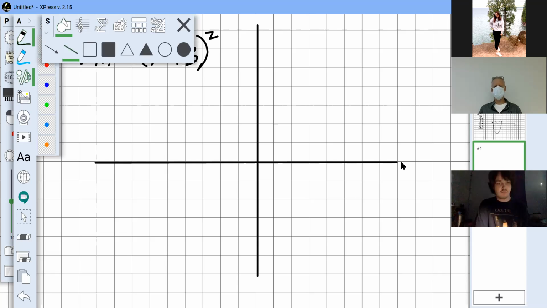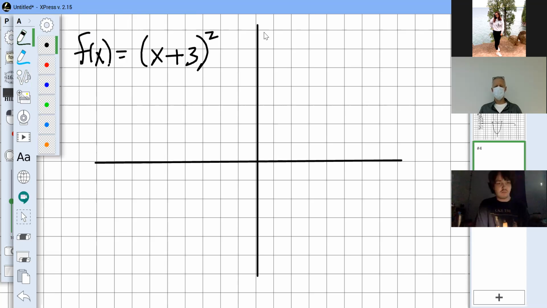Any idea, or even if you know, what that's going to do? Does anyone know what that's going to do? Would you guess right versus left? Because it's plus? You'd guess that, right? It's actually 3 to the left.